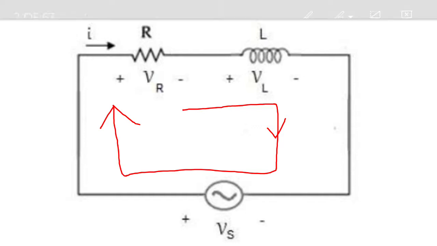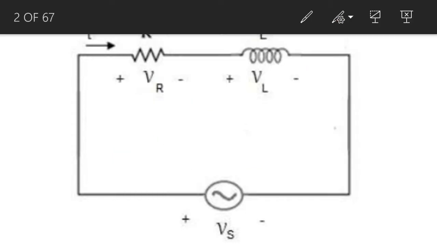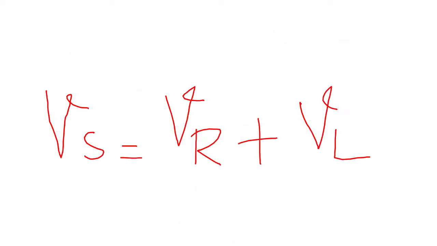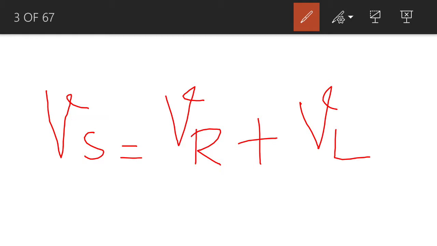So the voltage across the source will be equal to the voltage across the resistor and the voltage across the inductor. So we apply KVL to the given simple series circuit, and according to KVL, the AC voltage across the source is equal to the AC voltage across the resistor and the AC voltage across the inductor.